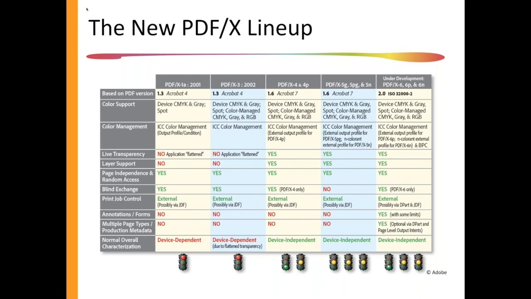PDF 2.0 is the new standard. It is still under development, but it's just about baked. If you make cakes, you put the little toothpick in to see whether it's still moist inside. This one's almost dry. It's just about ready to take out of the oven. And on top of PDF 2.0 will be PDF/X-6, which will be, again, the print version, if you will, or subset of PDF 2.0.